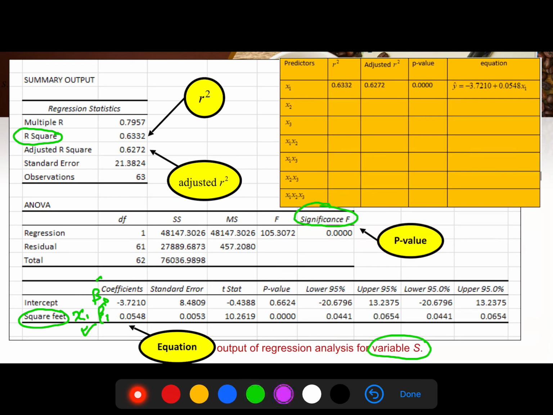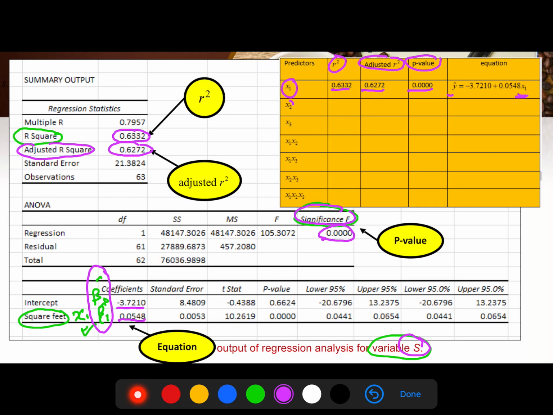Okay, so let's get one by one. Predictor x1, which is S. R square here, 0.6332. Adjusted R square is here, 0.6272. P-value here, 0.0000. And the equation is from here. Y cap is equal to negative 3.7210 plus 0.0548 x1. Done for predictor x1.